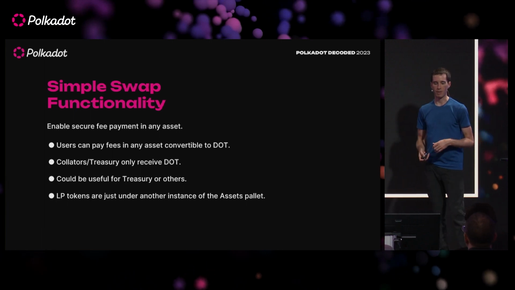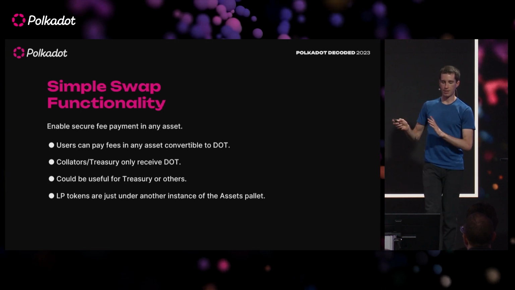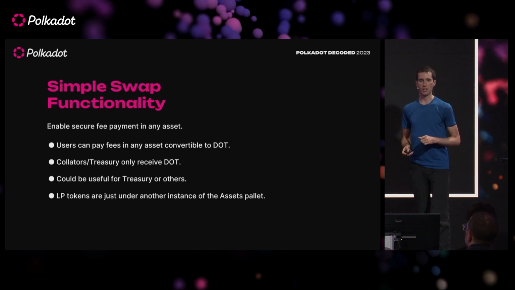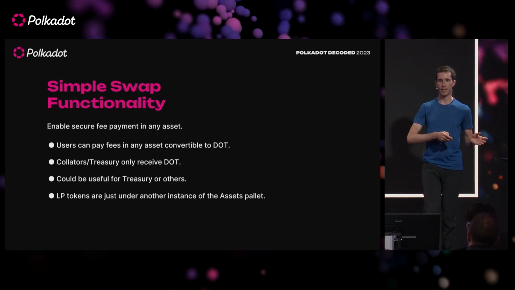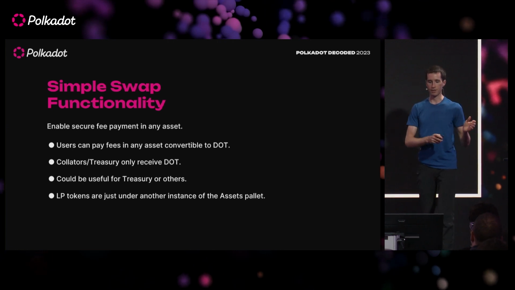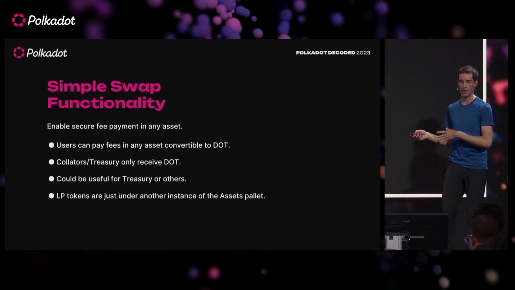And so by having this swap functionality, you can say, as long as you can provide the DOT for the transaction fee to the collator, then you can have your transaction executed, and you can provide any asset into the system and get DOT out of it, then you're fine. It solves the problem for the user, pay your fees in any asset. It solves the problem for the collator, only get DOT.